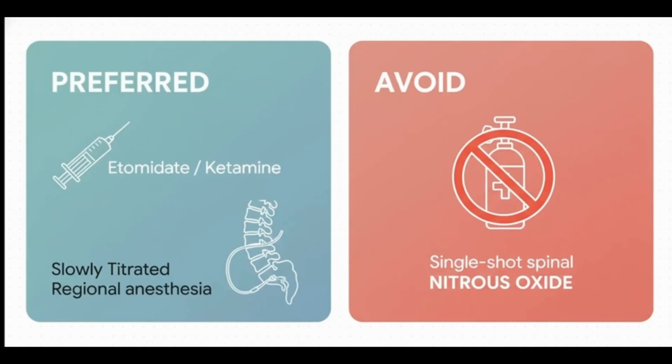When you're selecting your anesthetic agents, etomidate is often a great choice because of its hemodynamic stability. Slowly titrated regional techniques, like a carefully managed epidural, can also be excellent. But look over on the right. Nitrous oxide is absolutely contraindicated.